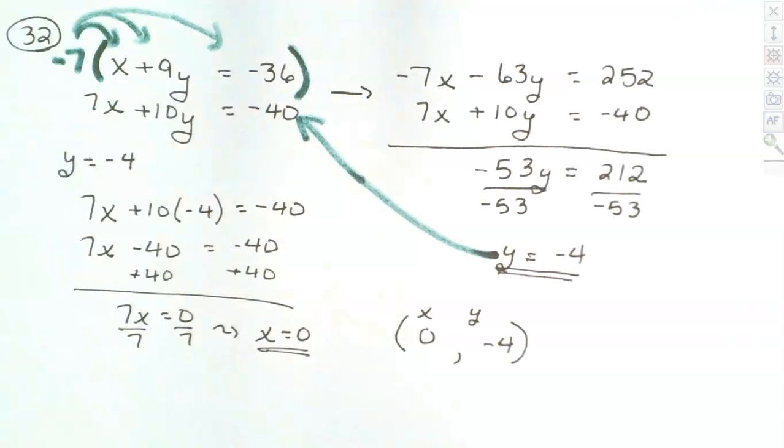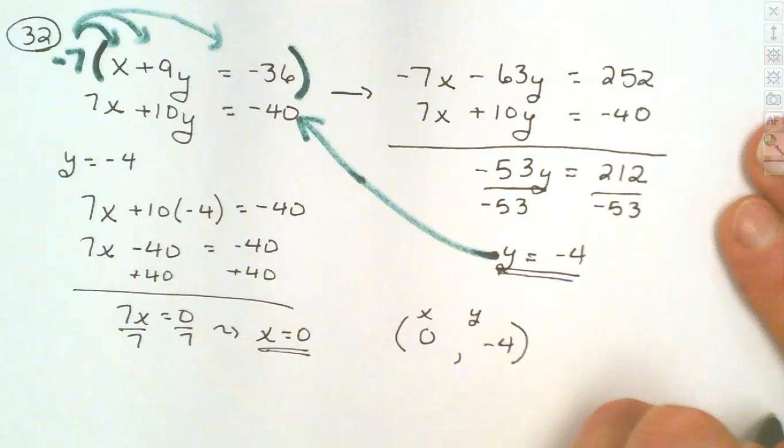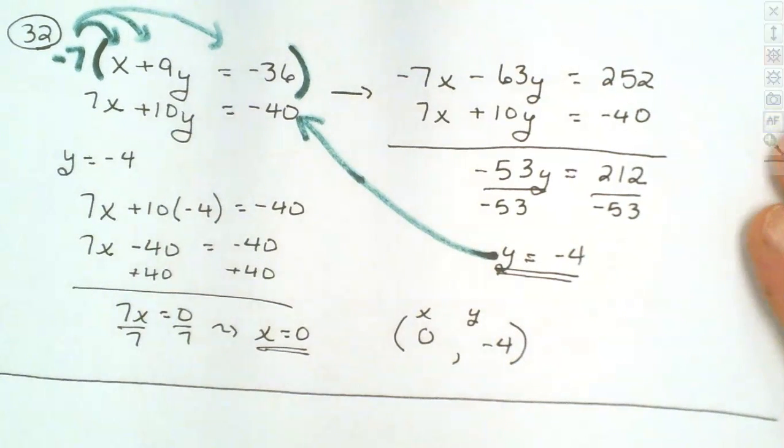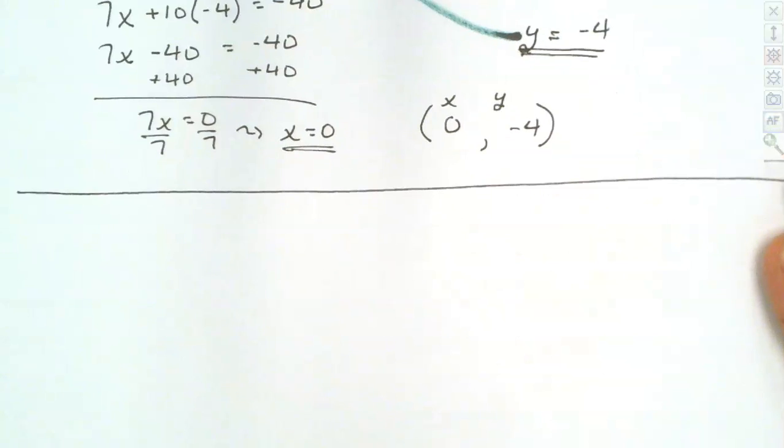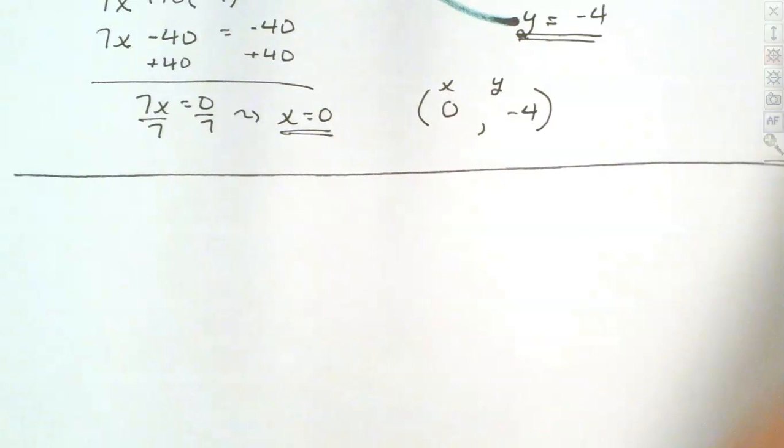Does that make a little more sense? So you want to get rid of one of the variables. Use the one that has the smaller numbers. And if you want to, you can go back and watch the video from last week as well, because we did a lot of these last week. I think we did 33 last week as well. You can go back and look at those if you need to.